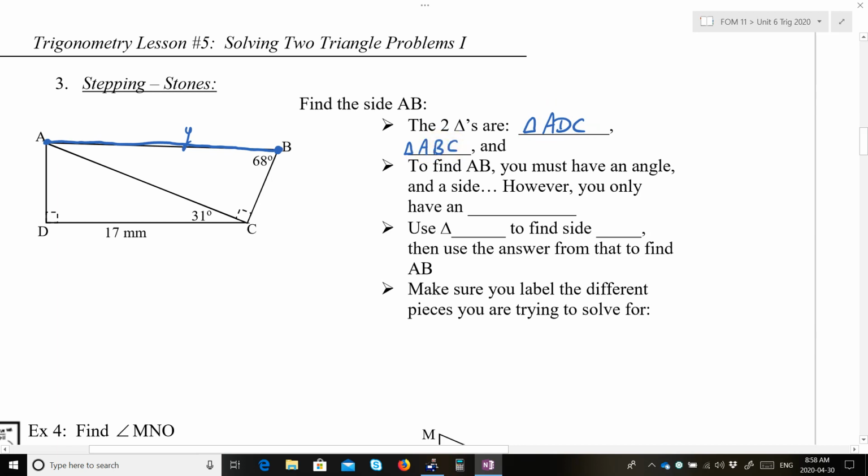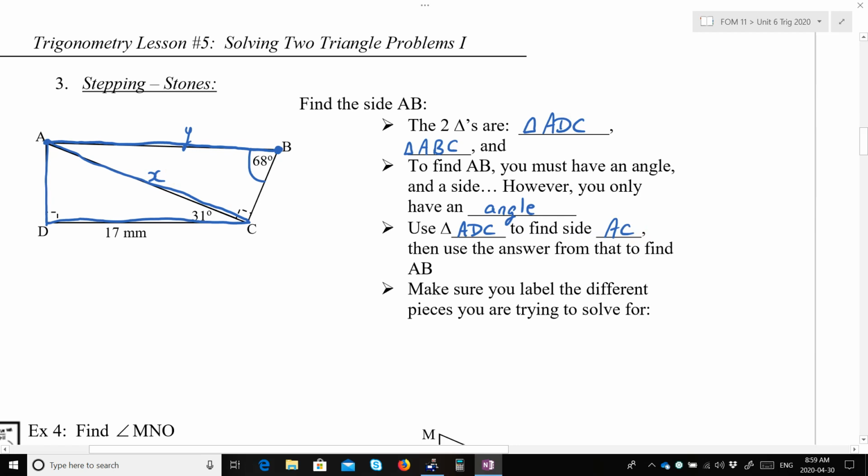And to find AB, you must have an angle and a side. However, you only have an angle at the moment. We just know that angle, and of course the 90 here. You have to have an angle and a side to be able to use trig to get another side. So what we're going to do is use triangle ADC first to find the side AC. So to find this side, and then once we have that X, we can use it to get Y.